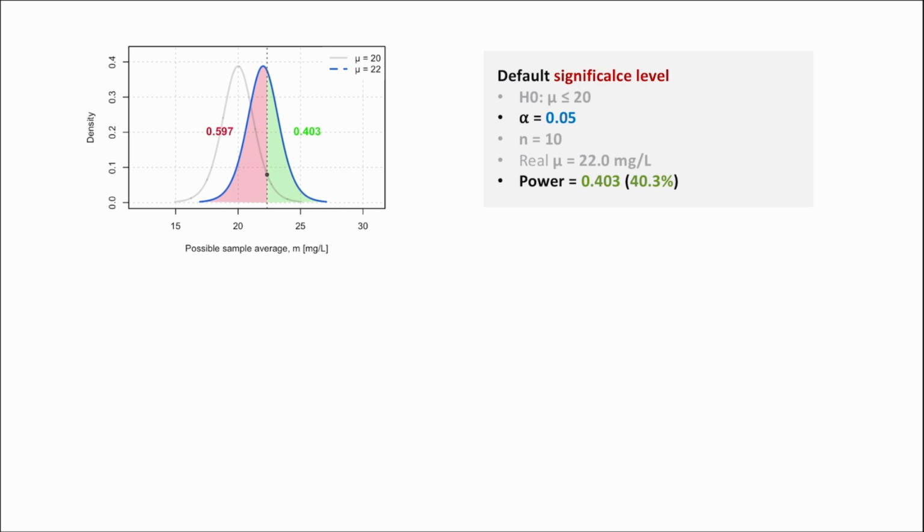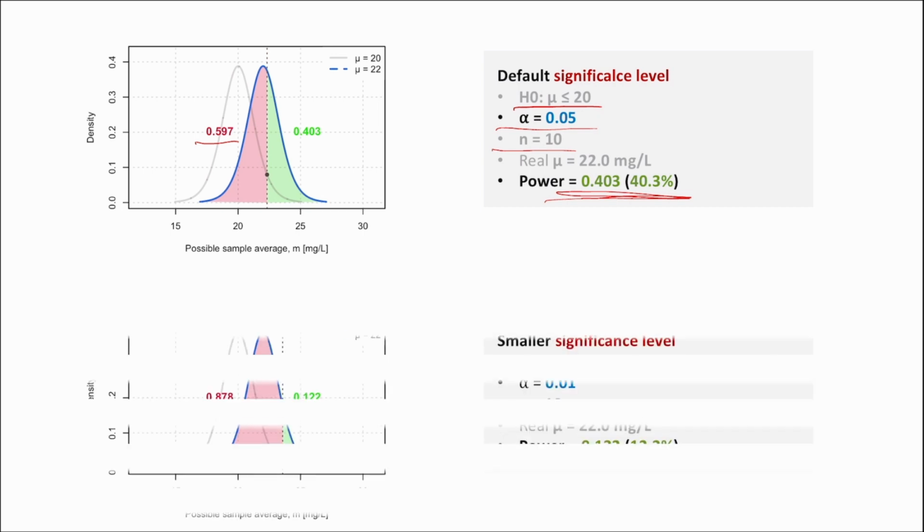Well, again, I came back to the initial situation where I have my null hypothesis, significance level, sample size, and remember, the power in this case is 40%, right? So 0.40. What happens if I use a smaller significance level? So I say, I would like to decrease the chance for type 1 error. So I would like to use alpha of 0.01.